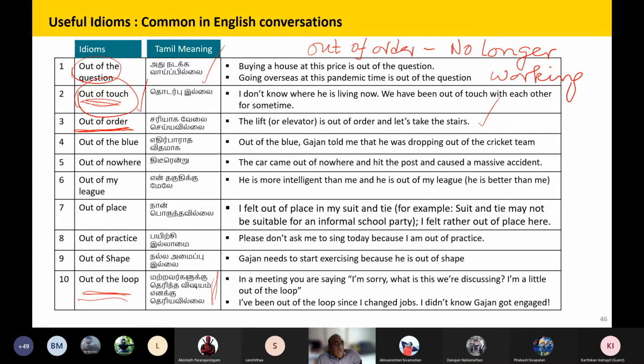So I'm saying I'm out of the loop. That means I have not been informed. So you've been sending email messages to everybody except one of your friends.